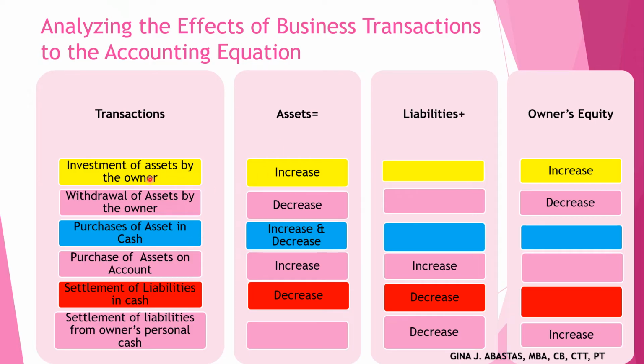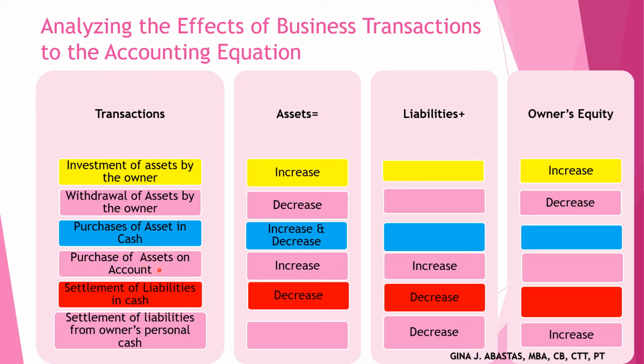So for example, the investment of assets by the owner. It increases your cash, so it increases your assets, and of course increases your owner's equity. Withdrawal of assets by the owner. So if you withdraw cash, you decrease your assets and you decrease your owner's equity. Purchase of an asset in cash. So there is an increase of an asset. For example, the asset is land. Okay, you increase your asset, the land, and you also decrease your cash, which is also an asset.